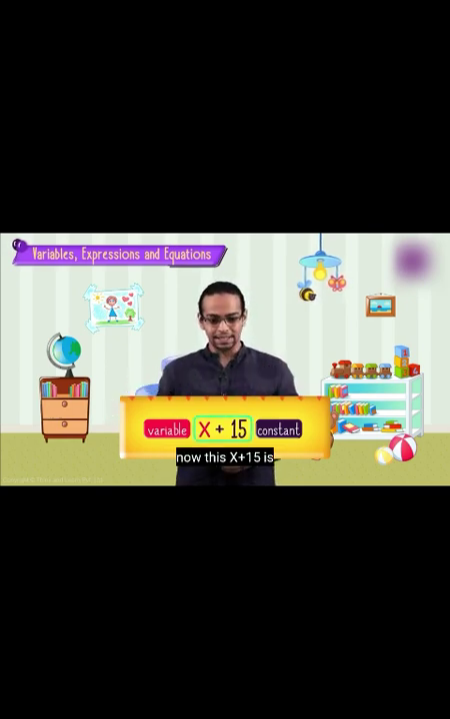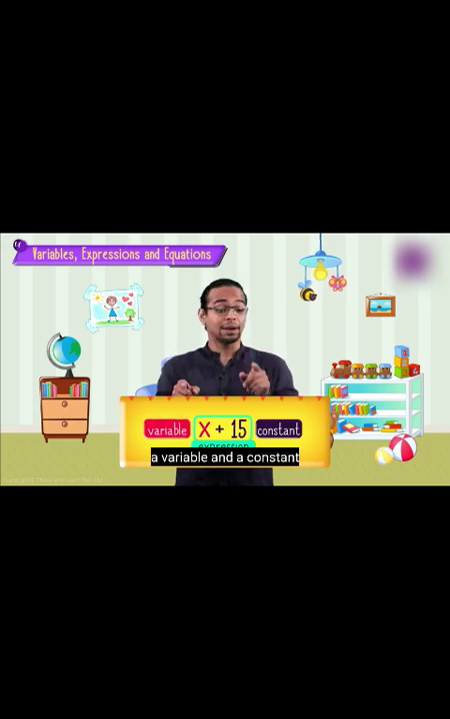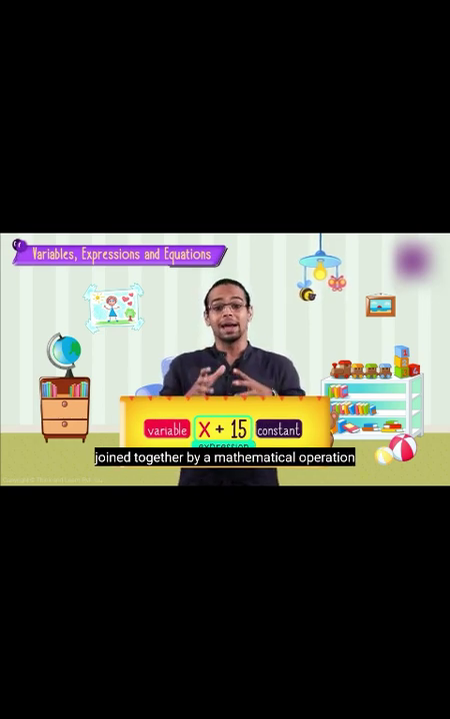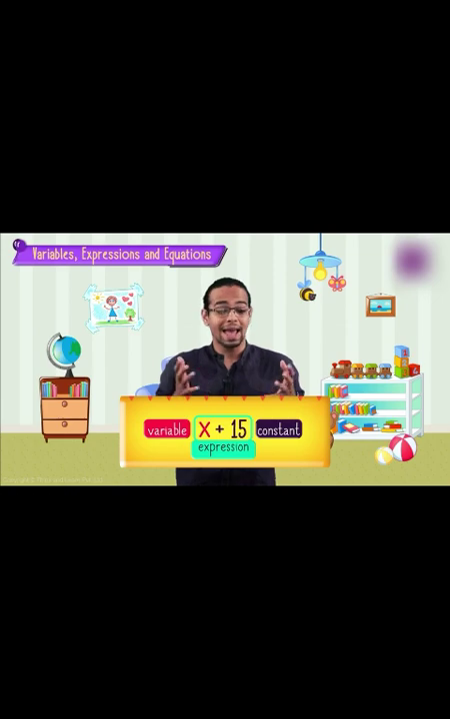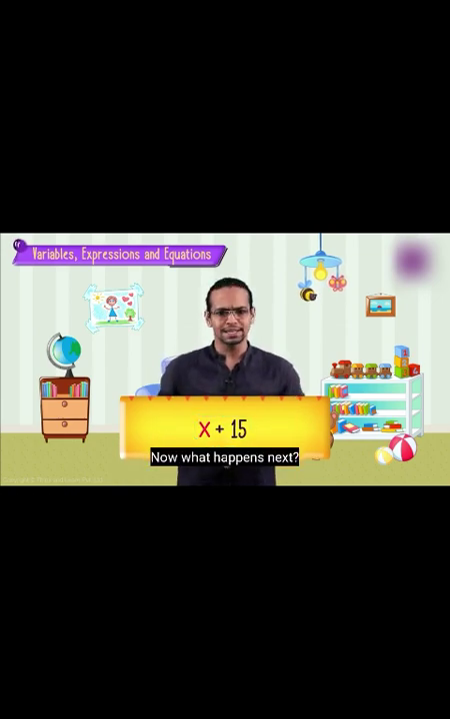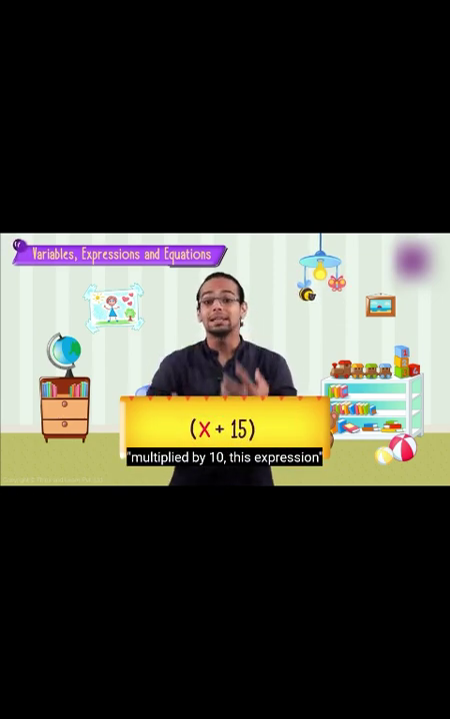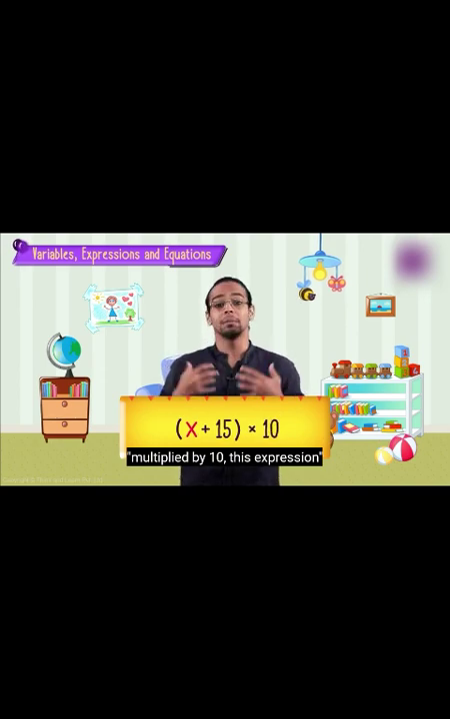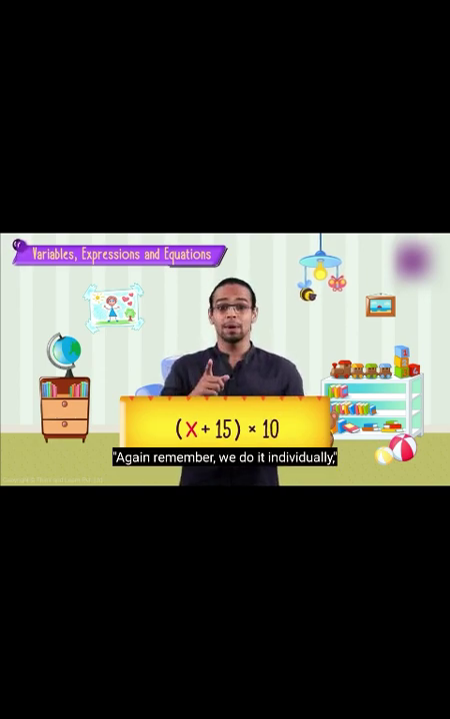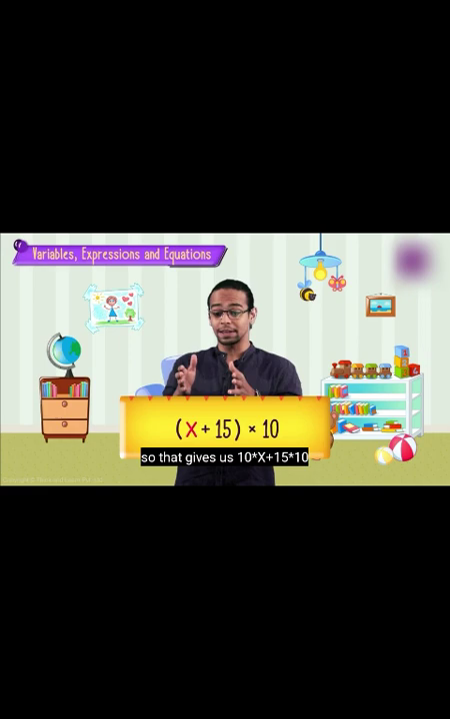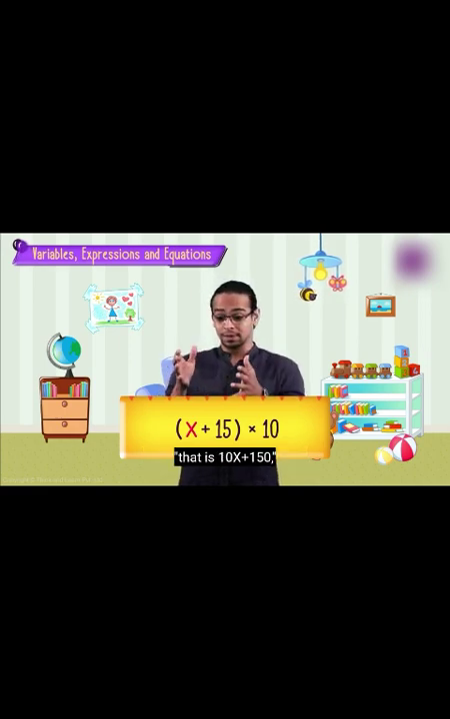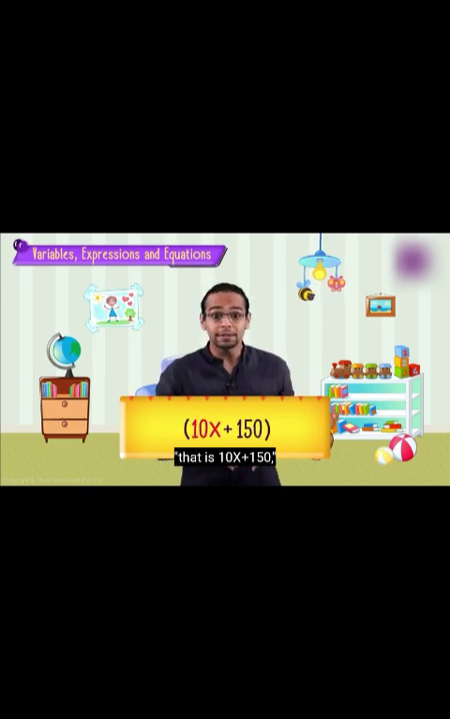Now this X plus 15 is what we call an expression, a variable and a constant joined together by a mathematical operation, an expression. Now what happens next? This whole thing needs to be multiplied by 10. This expression multiplied by 10. Again, remember we do it individually. So that gives us 10 times X plus 15 into 10. That is 10x plus 150.